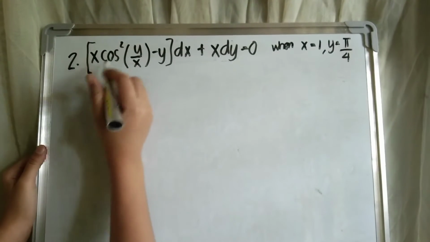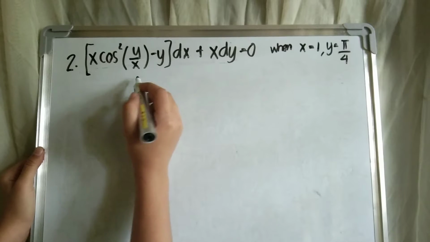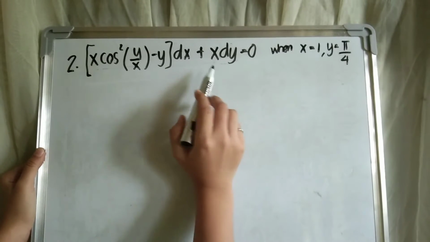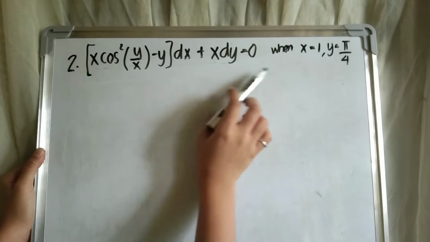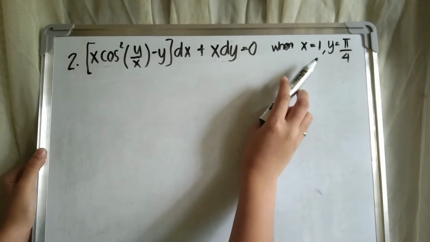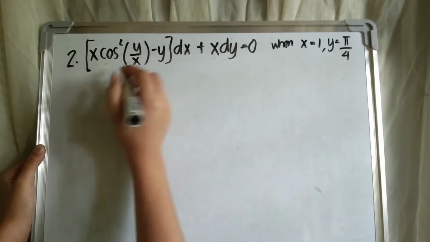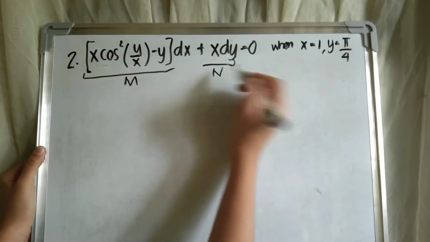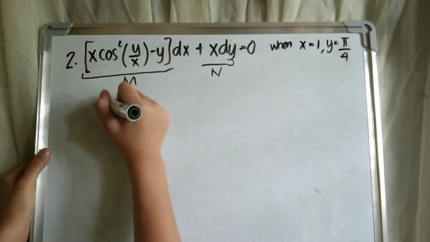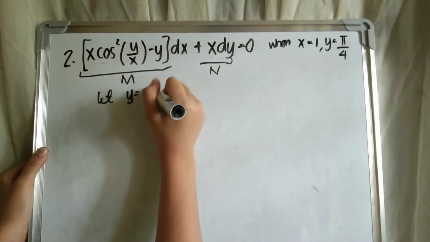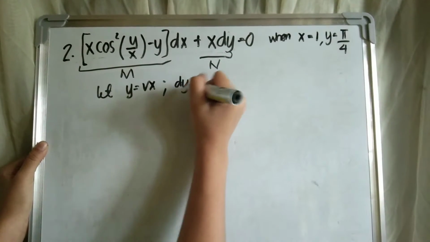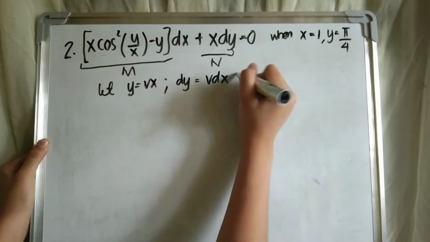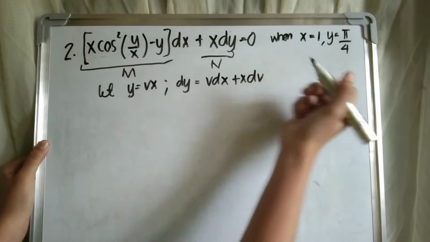So our next example is (x cos squared of y over x minus y) dx plus x dy equals 0 when x equals 1 and y equals pi over 4. So this will be our M and our N. Since our N is simpler, then we will let y equals v of x, dy equals v dx plus x dv.